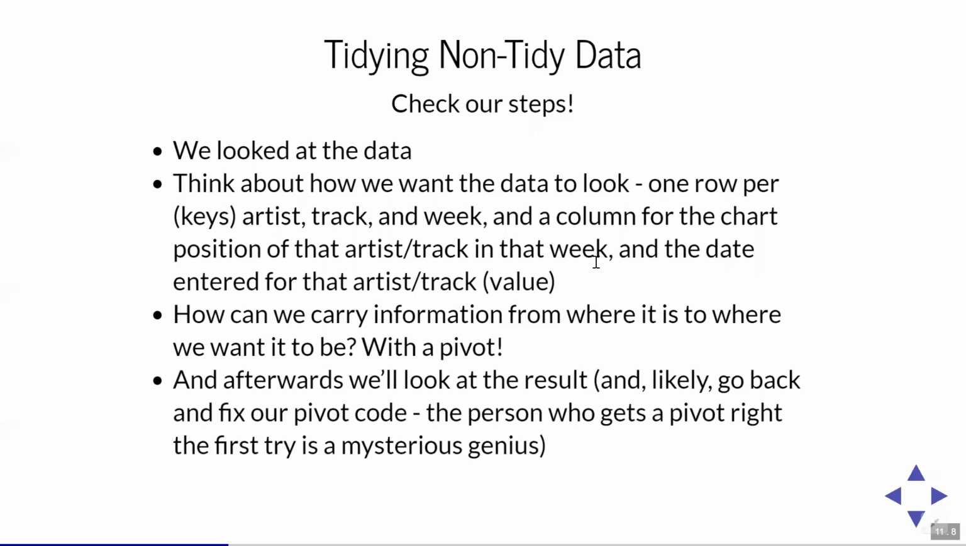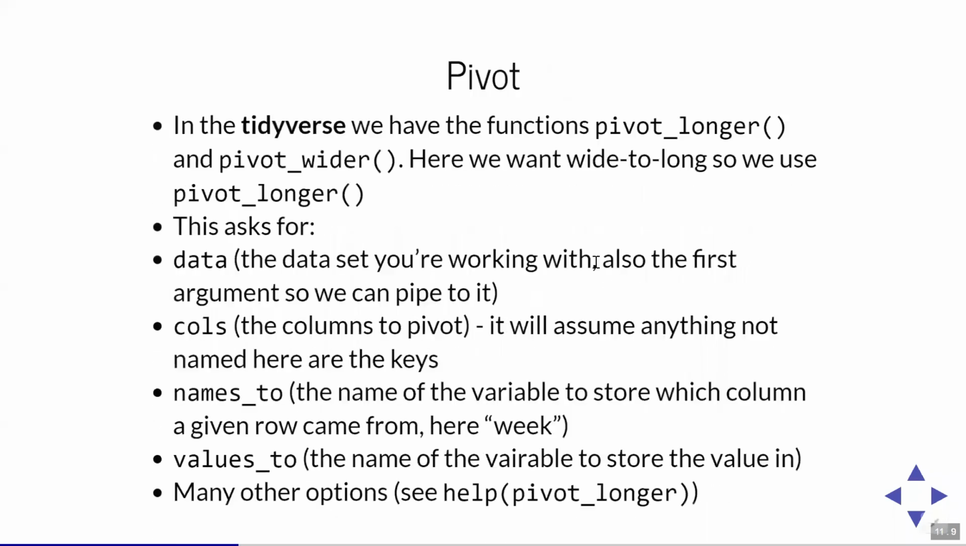So let's do a pivot. We looked at the data. We thought about how we want the data to look. We want it to be one row per artist, track, and week. And then the chart position is going to be in its value column over here. We can carry information from where we have it, which is across all these columns, into all these rows with a pivot, because that's what a pivot does. It goes from a bunch of columns to a bunch of rows. Then we're going to look at our result.